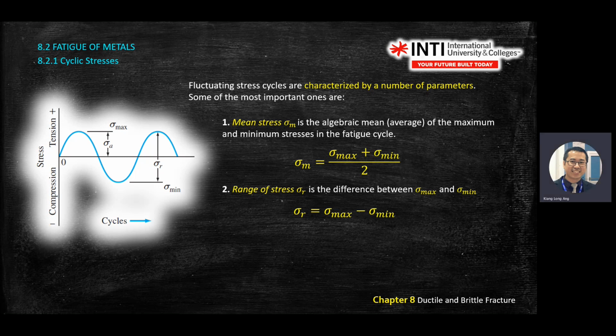So just now we showed you three graphs. One is the one you see on the screen here. Another one we shift the whole graph into the tension region. Another one is the random spectrum.